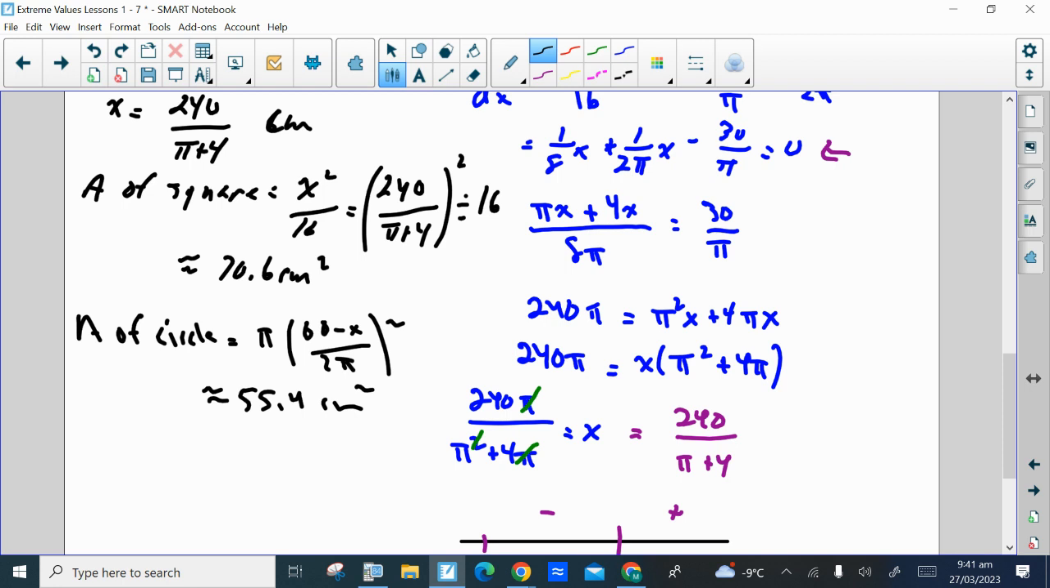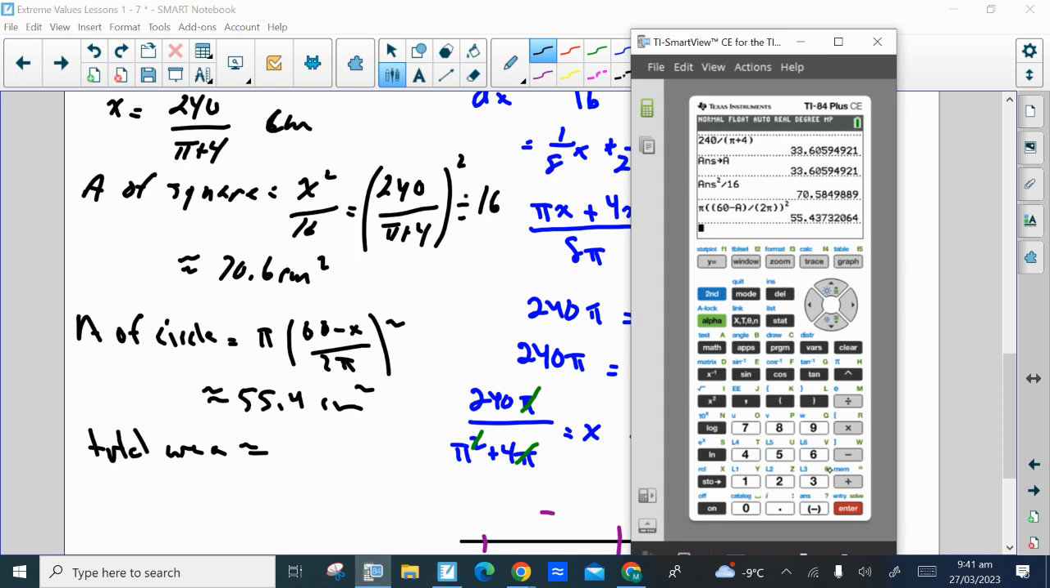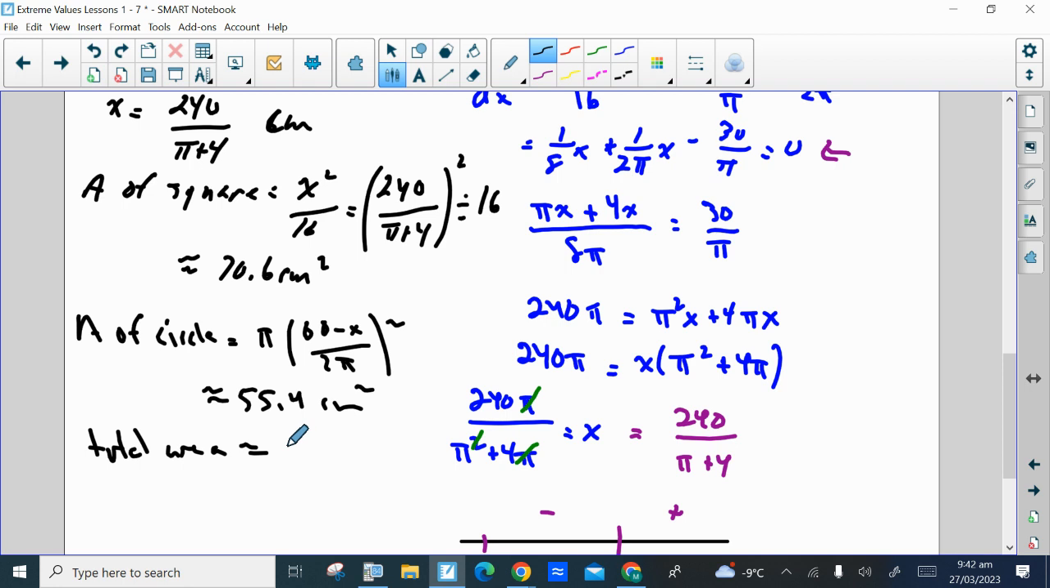Okay, so the total area is by adding these two together. So the 55.4 plus our 70.6. And just to be sure, let's put them all in there. 126 centimeters approximately. Centimeters squared.